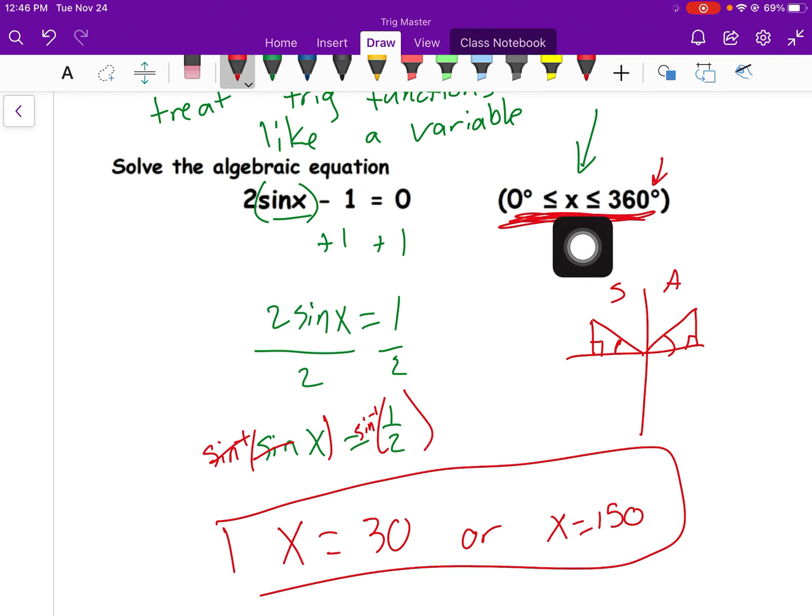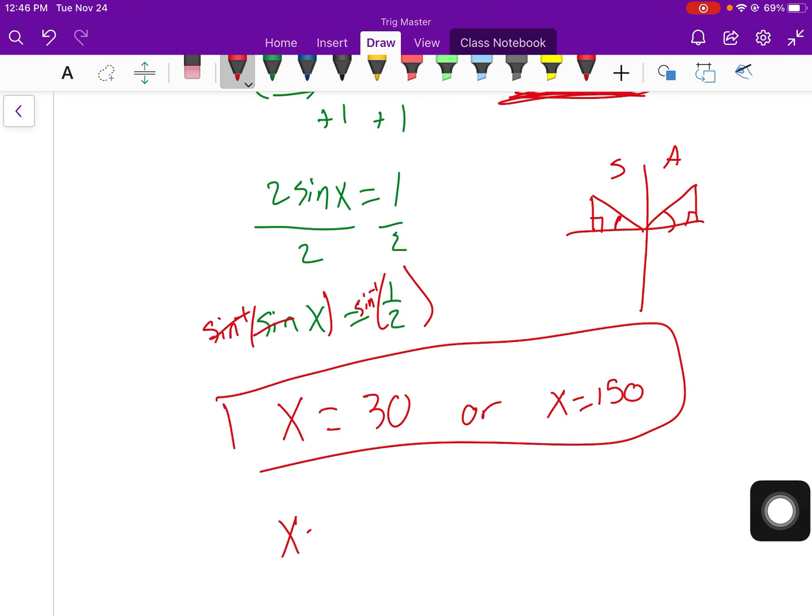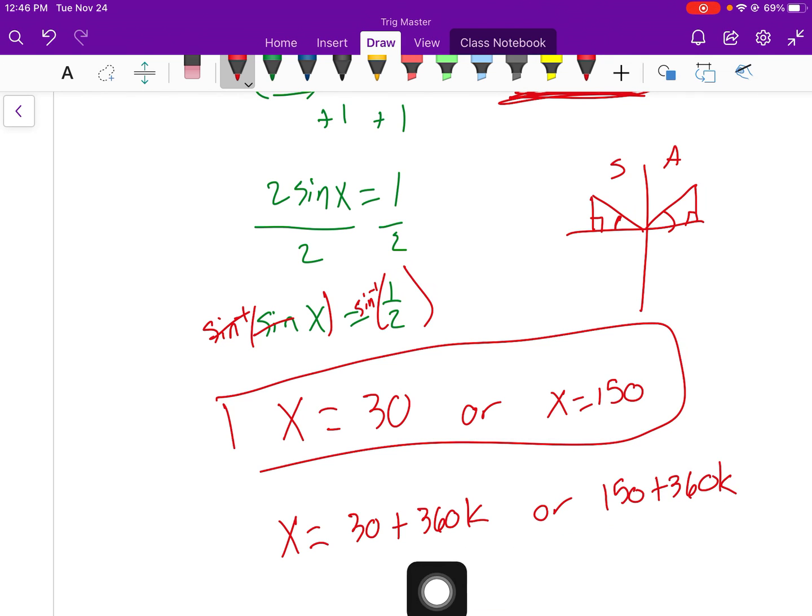Now, if I didn't have a restriction here, where I just said solve the algebraic equation for x, you would have these two values, but you would want to write it as 30 plus 360k or 150 plus 360k, where k is just some number. That's just counting the number of times you went all the way around the circle. So if you went just 30 degrees, that's k equals 0. If you did k equals 1, that's all the way around and then another 30, or all the way around twice and another 30. That's all that k is doing. 360 is just how many degrees in one full rotation.